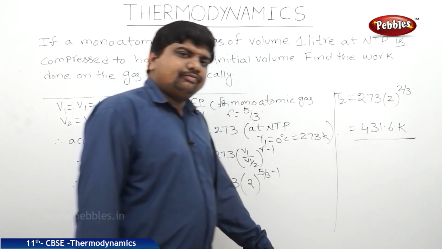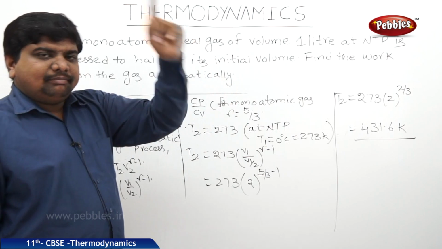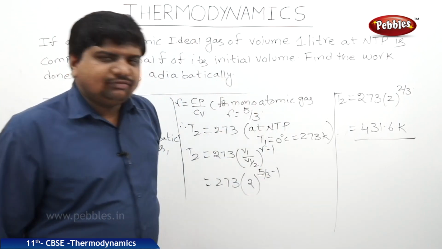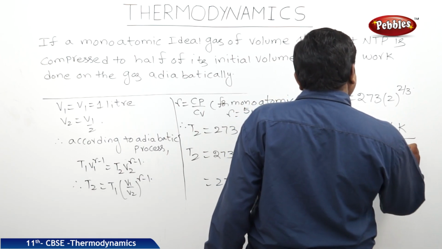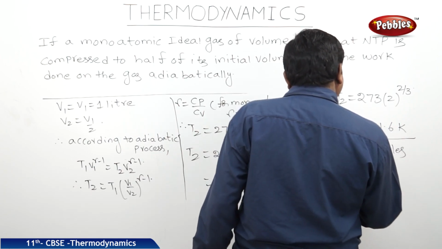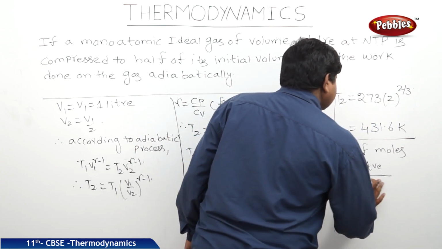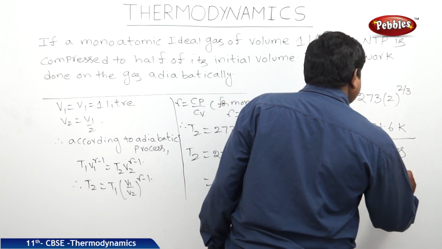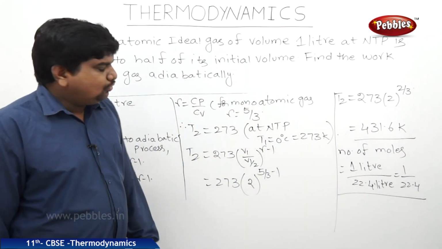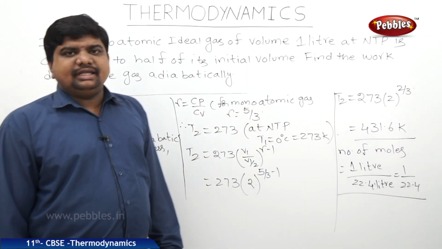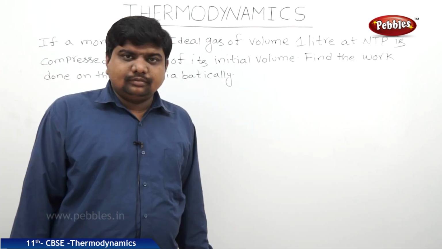This is T2. Number of moles at NTP: 1 liter per 1 liter to 22.4 liters. Number of moles is equal to 1 liter by 22.4 liters. It is 1 by 22.4. Now the work done is nR by gamma minus 1 into T1 minus T2. We are going to substitute that.